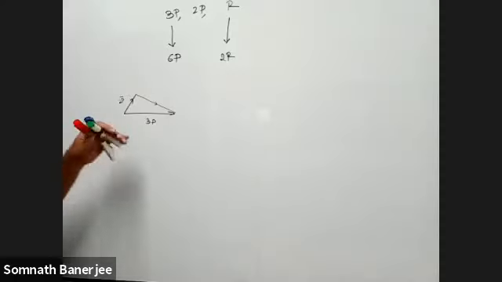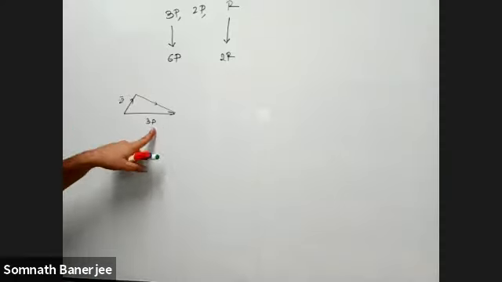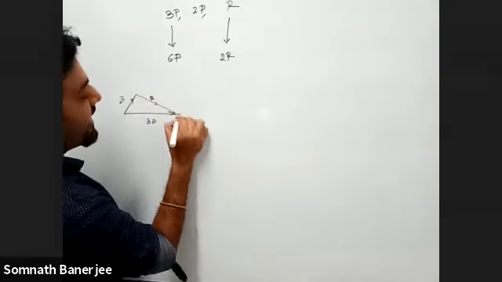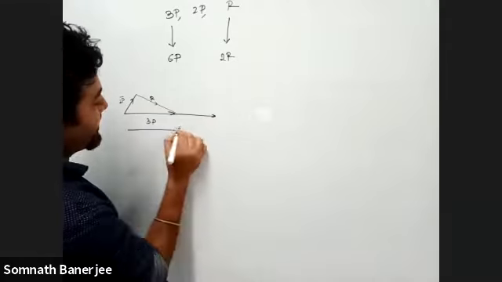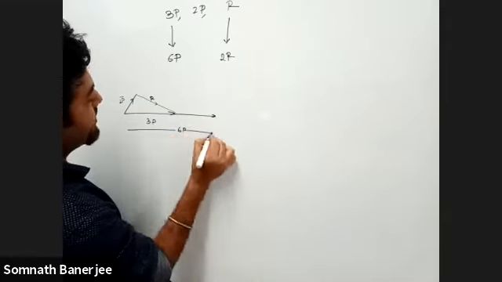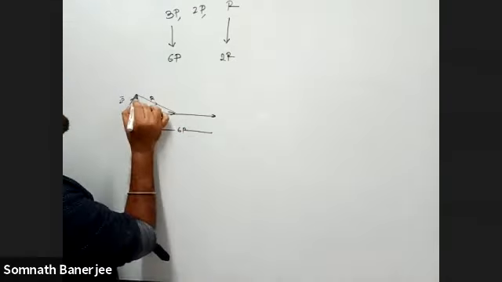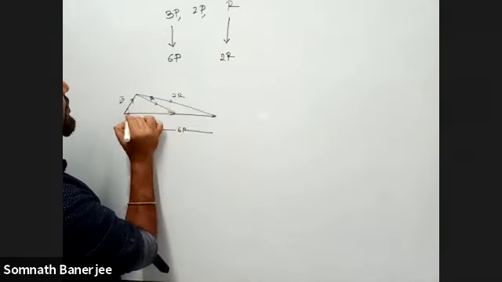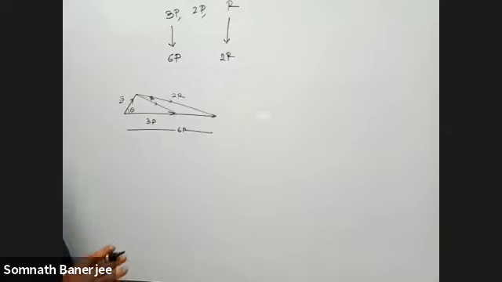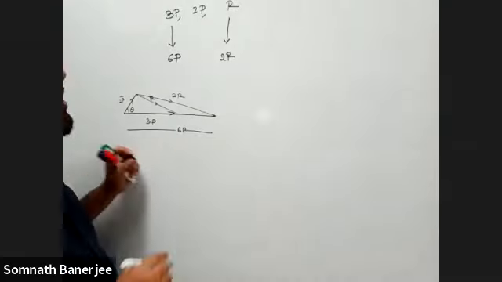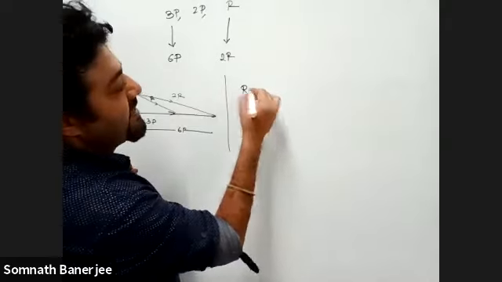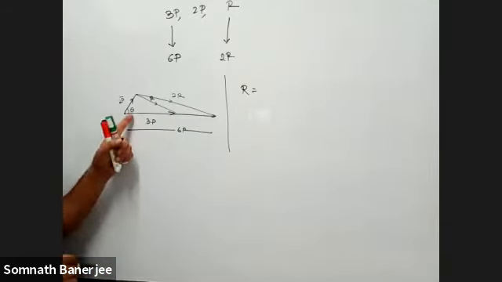So suppose one vector is 2P, one vector is 3P, another vector is 2P. The resultant is R. Now when this 3P becomes 6P, then this resultant is also 2R. So find the angle between them. This is the question. So how can you find out? Very simple. R is the resultant and theta is the angle between them.